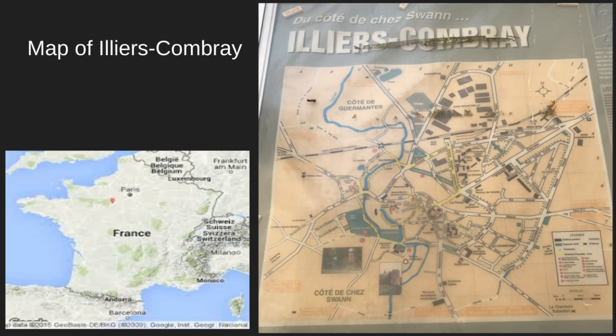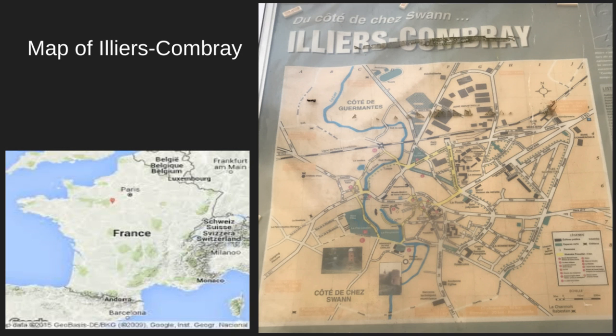But this is on the right. You can see a little map, a photograph of a map that I took in Illiers-Combray, which identifies many of the places that Marcel Proust writes about in his novel. And if you go visit the town, you can go and see some of these same sites. Now, I'll just draw your attention to two sites, and we'll come back to this. There is the Côté de chez Swann at the bottom there.